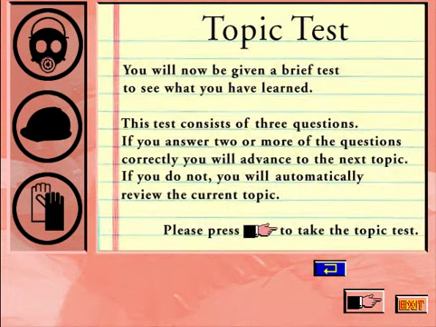You will now be given a brief test to see what you have learned. This test consists of 3 questions. If you answer 2 or more of the questions correctly, you will advance to the next topic. If you do not, you will automatically review the current topic. Please press the forward hand to take the topic test.